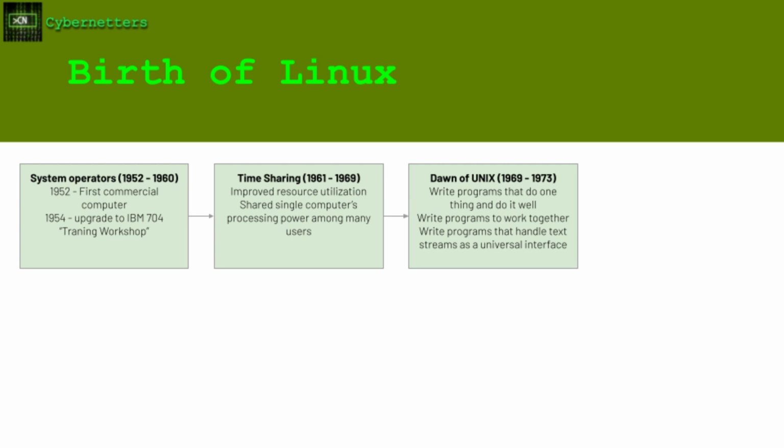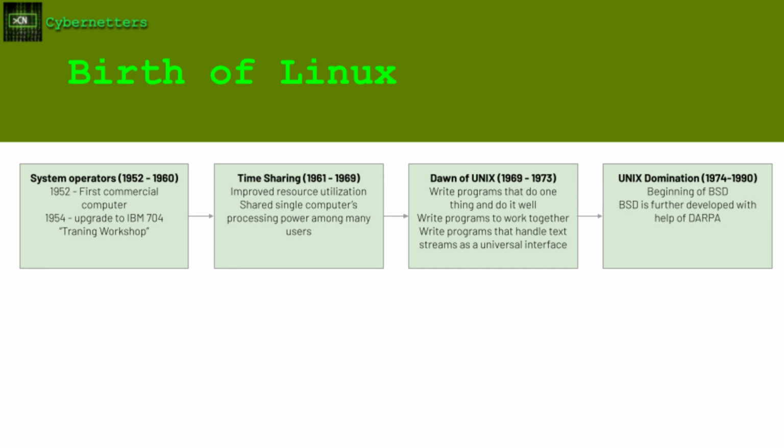Then came the dawn of Unix, 1969 to 1973, which was a major turning point where developers focused on writing small, modular programs that work together. The philosophy made Unix a powerful and flexible system. By the 70s and 80s, Unix dominated, which led to the development of BSD with support from DARPA.